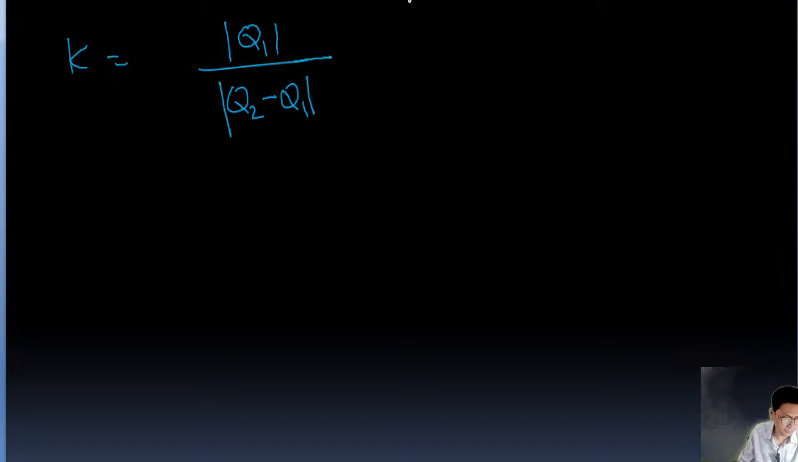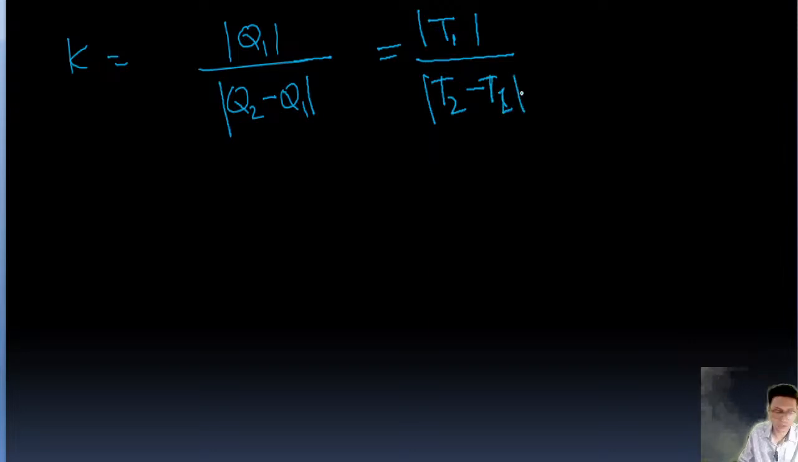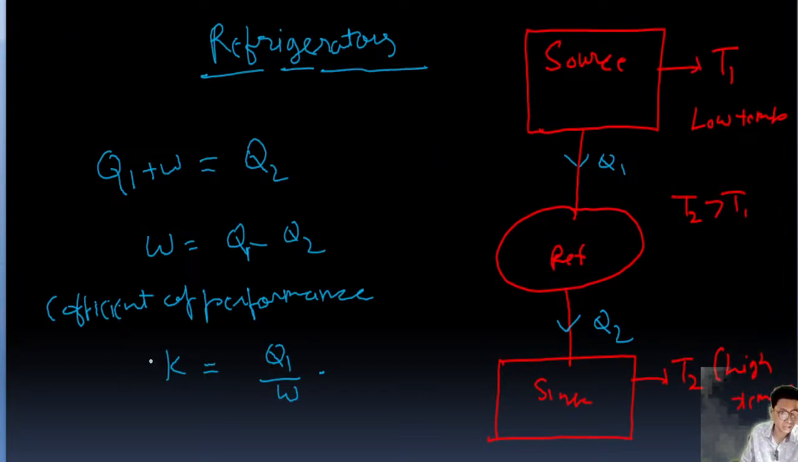Or we can write in case of refrigerator, mod of T1 upon mod T2 minus T1. Okay, so this is about the refrigerator. This is the K. In case of refrigerator, this is called coefficient of performance, and that is denoted by K, and K is going to be equal to Q1 upon W.